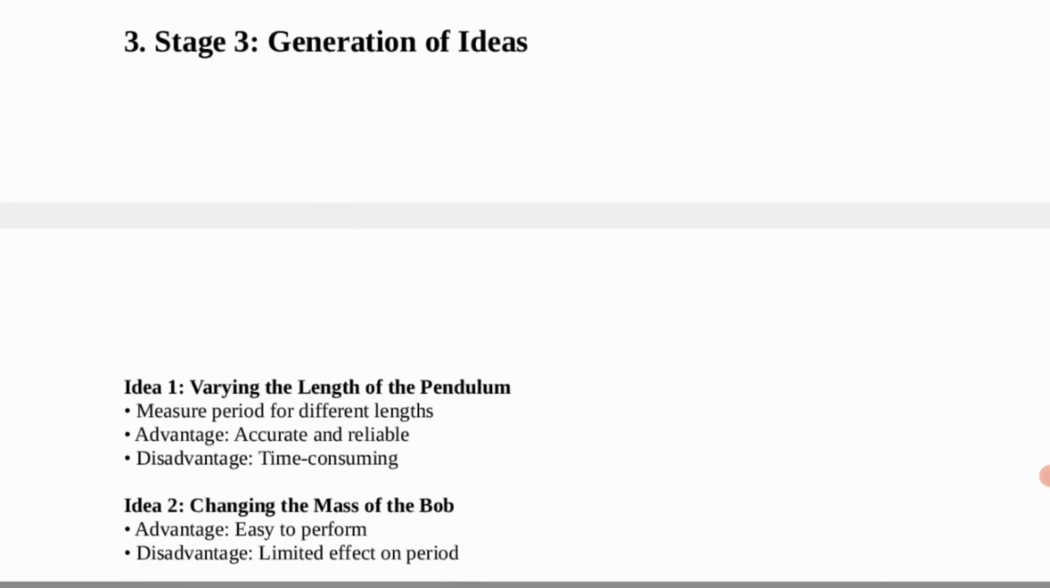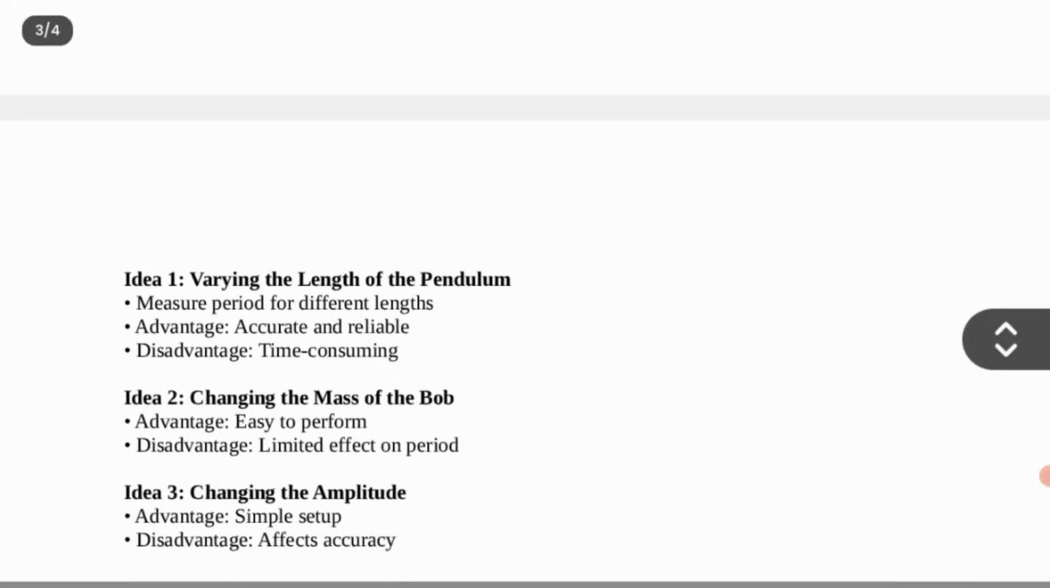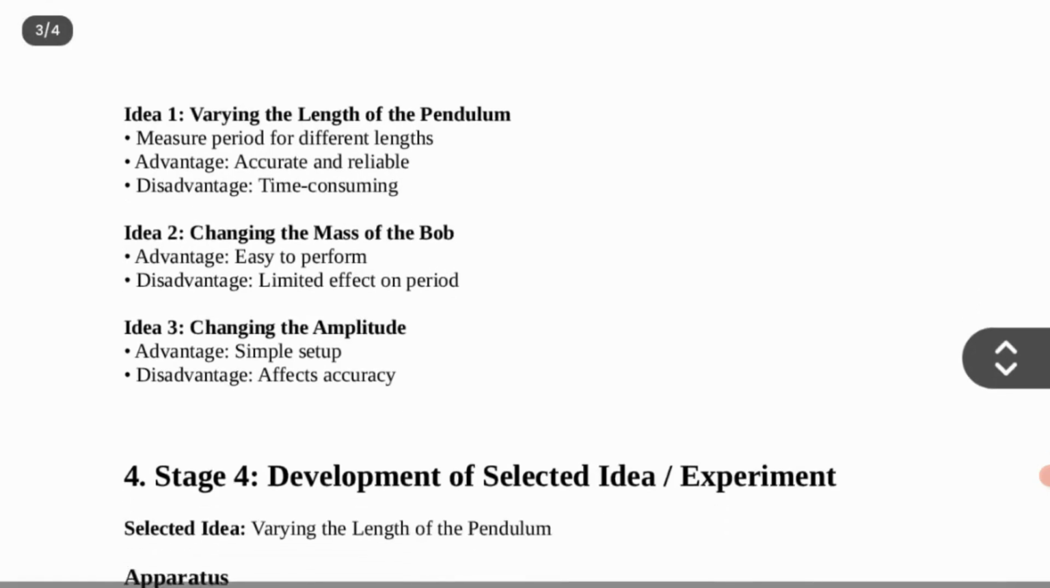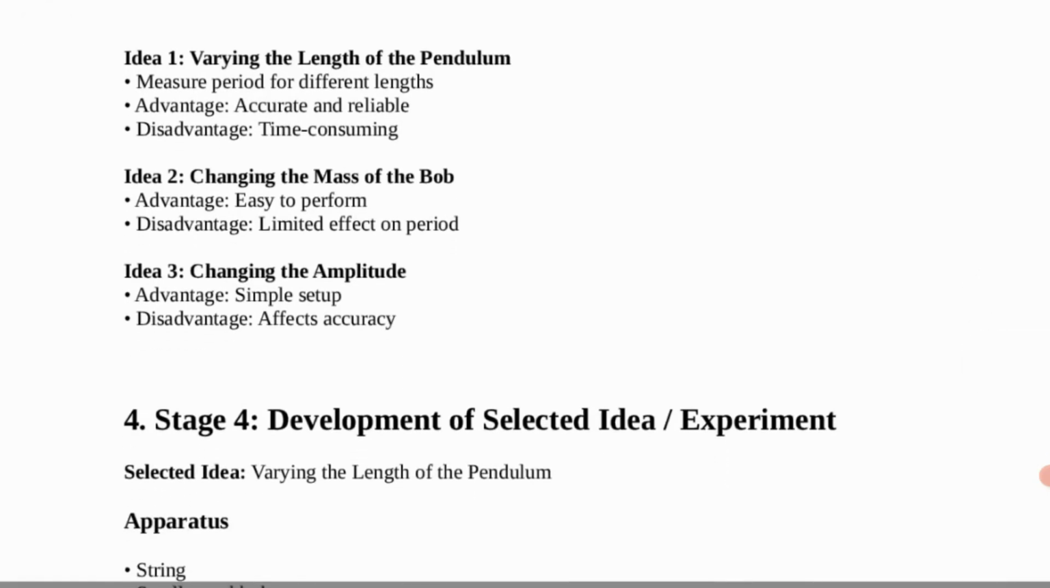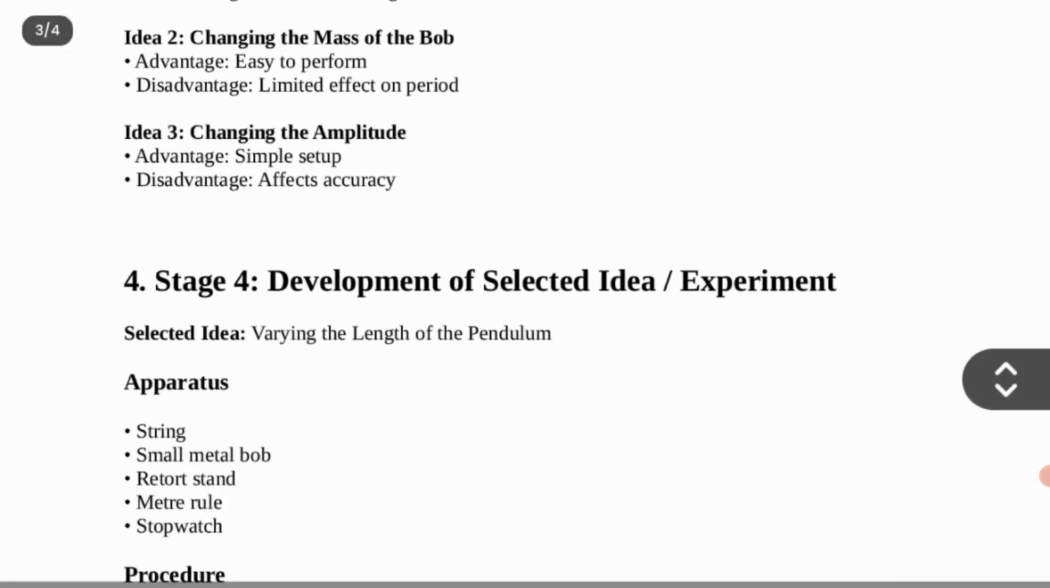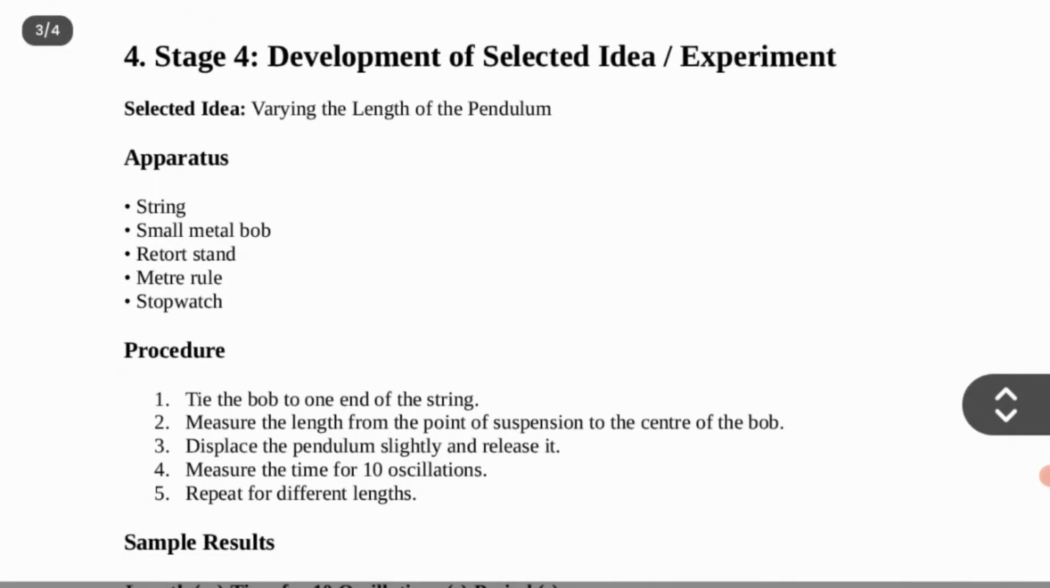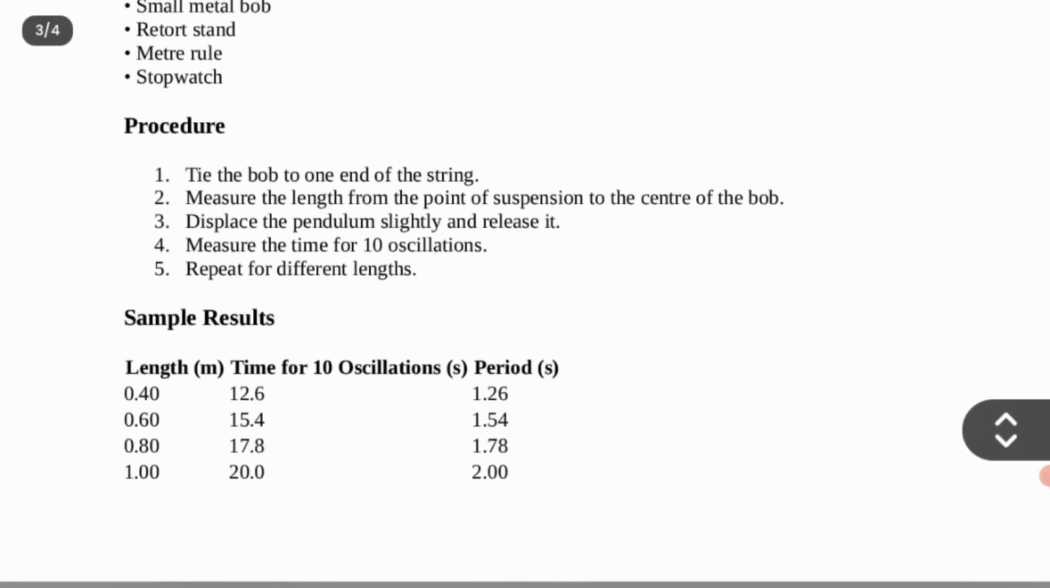The results showed that as the length of the pendulum increased, the period also increased. This confirmed the theory that the period of a pendulum depends on its length and not on the mass of the bob. In evaluating the experiment, I found that small errors were caused by human reaction time and air resistance. However, the overall results were reliable.